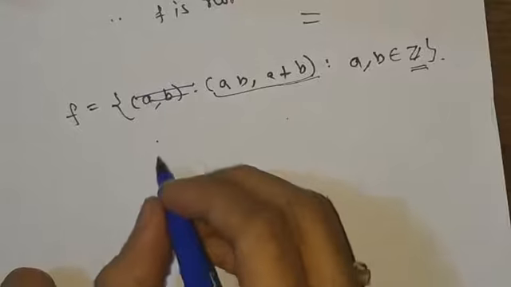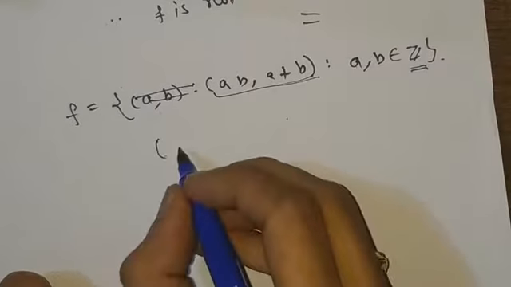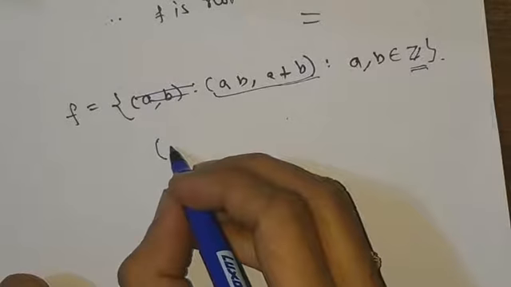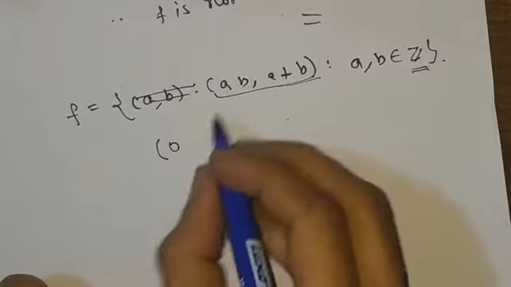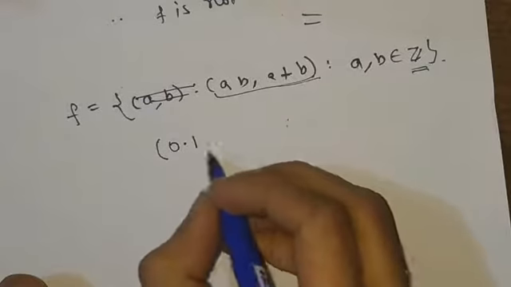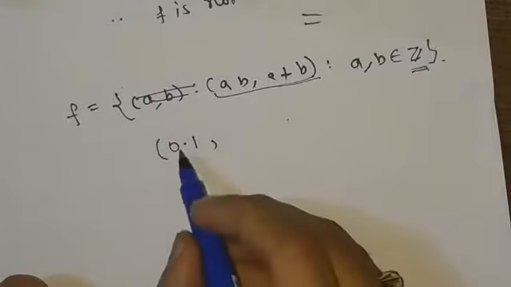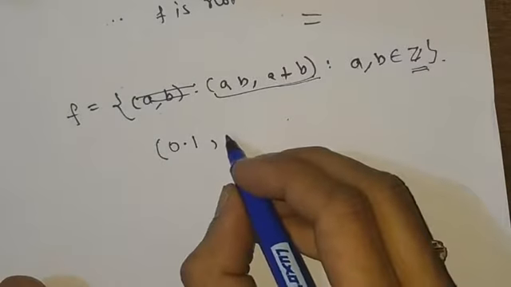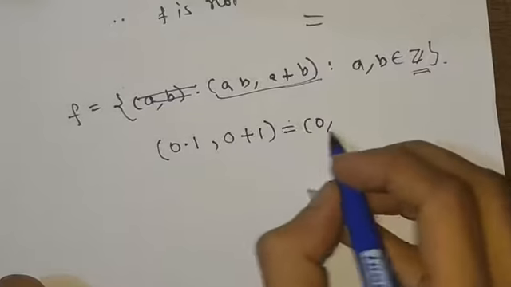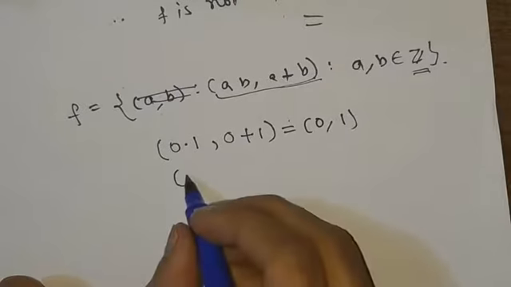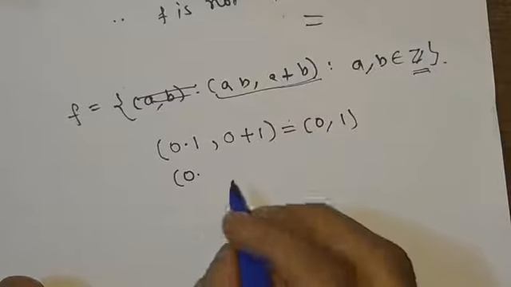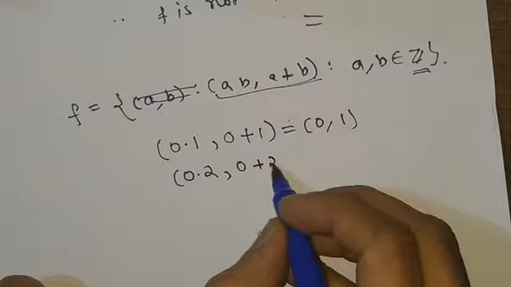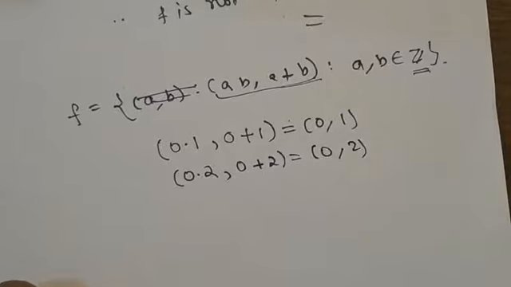Now you can see that if you take elements a, b in the set of integers, a as 0 and b as 1, then you will get 0 multiplied by 1 comma 0 plus 1, that is equal to (0, 1). And now if you take the same a but another b, that is 2, what you are getting is 0 multiplied by 2 comma 0 plus 2, which is equal to (0, 2), right?